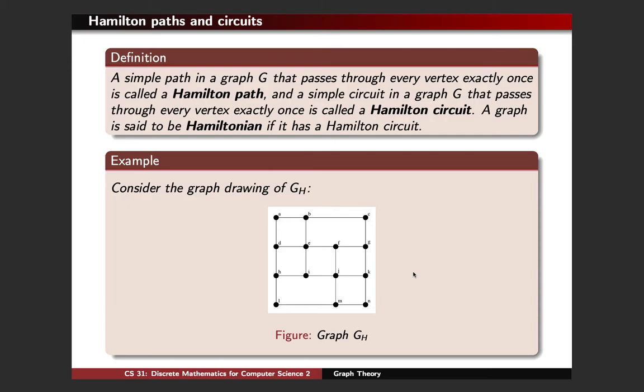Kung Eulerian ang isang graph, masasabi ba natin na Hamiltonian siya? So, kapag Eulerian, kailangan natin ma-visit lahat ng edge. So, yes, ma-visit natin lahat ng vertex. Pero, pwede kasing ma-visit natin more than once ang vertex. Depende sa degree ng vertex. So, dahil dyan, di rin natin masasabi na kapag Eulerian ang isang graph ay Hamiltonian din siya.